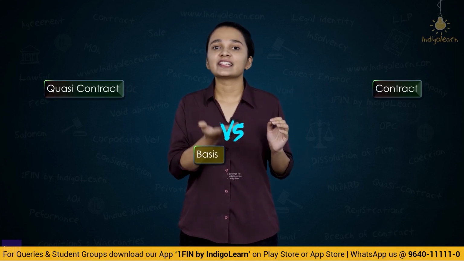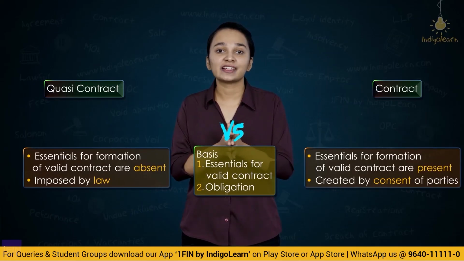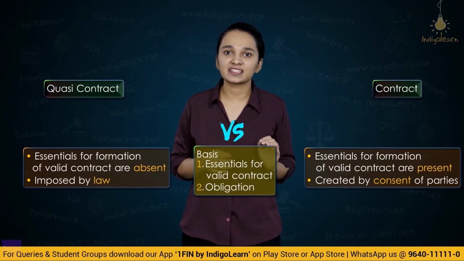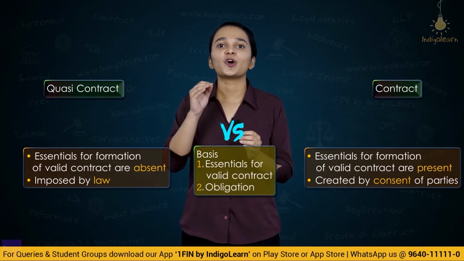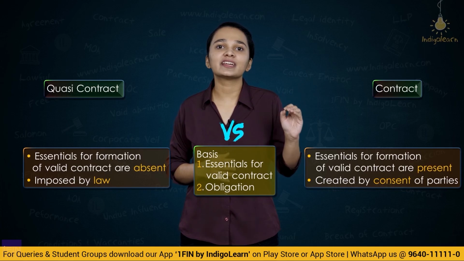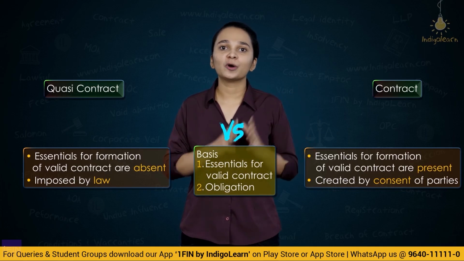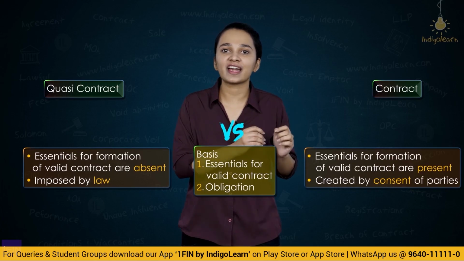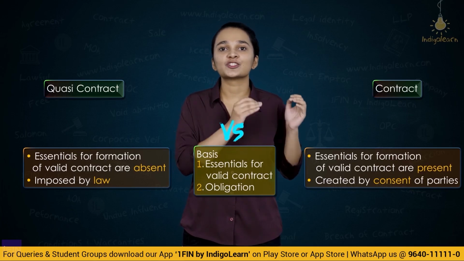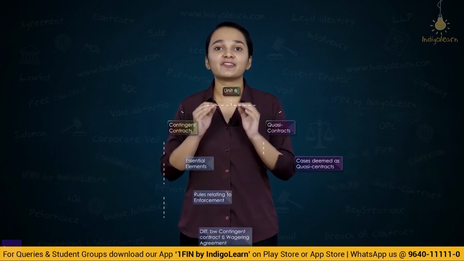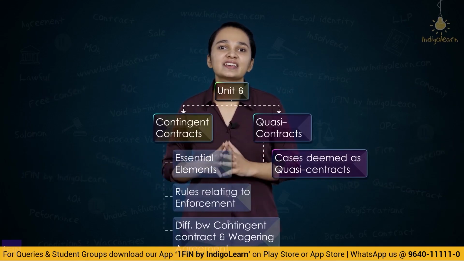So, in case of quasi-contracts, all the essential elements are not present, whereas in case of contract, essential elements are present. In case of quasi-contract, the obligation is imposed by law, whereas in case of contract, the obligation is not imposed by law, but rather the parties themselves decide what their obligations are on the basis of their contract. So, with this, we have now summarized Unit 6.